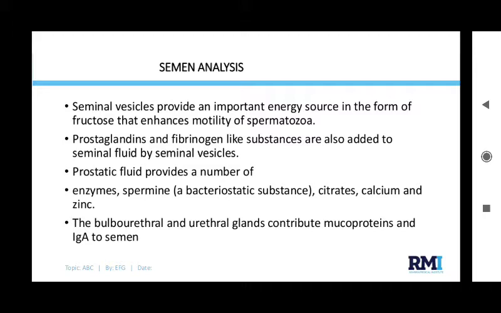We have already seen prostaglandins. They help in bringing about changes in the cervical secretion, so that sperms can move through. That is one action, and they also stimulate antiperistaltic movements in the uterus and fallopian tubes, so that sperm can be directed towards the ovary. And fibrinogen-like substances are also present in the fluid secreted by the seminal vesicles.